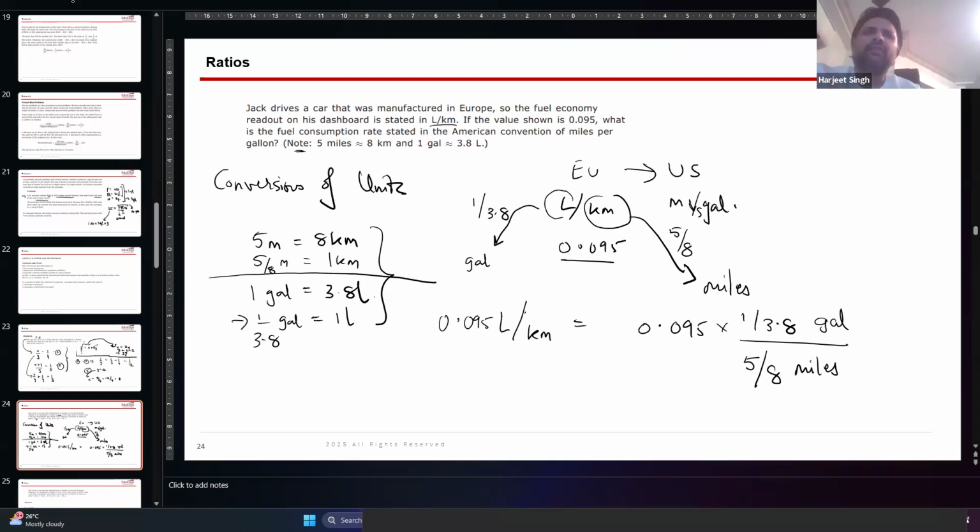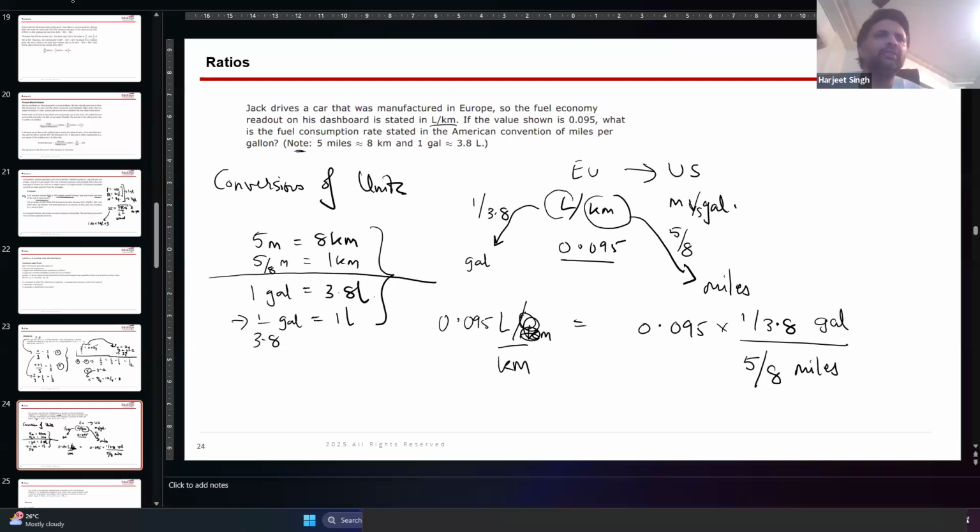So we have in the numerator liters to gallons, and in the denominator kilometers to miles. So always write it in the form of numerator divided by denominator so that there is clarity. Numerator will be converted into gallons, denominator into miles, and multiply by the respective conversion factors. And when we simplify, we will get the conversion.